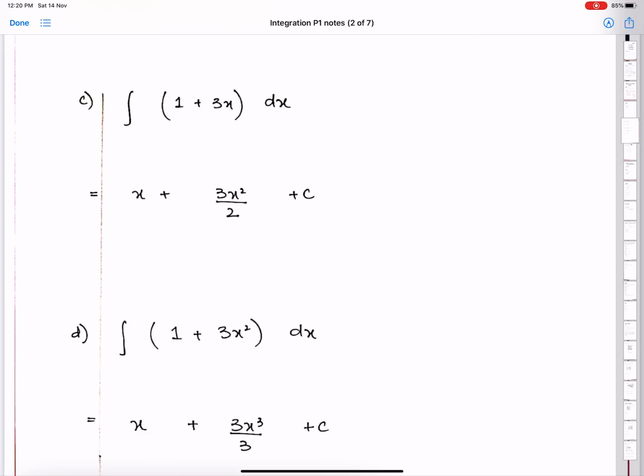Here, this is the constant. This is the simplified form of the polynomial. So we can integrate this. 1 will become x and 3x will become, since x has power 1, 3x power 2 upon 2.